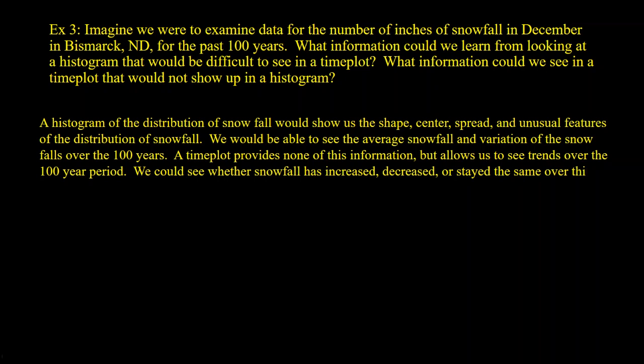So a time plot allows us to see the trends over time. It won't say the average temperature was this, the median was this, but it can show us if temperature has risen, if the average snowfall has increased over the past 100 years, or has decreased. Maybe it will show us if there was a decade where it was lower than average or higher than average. So it can show us the trends of the snowfall.